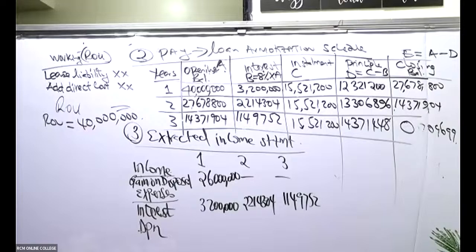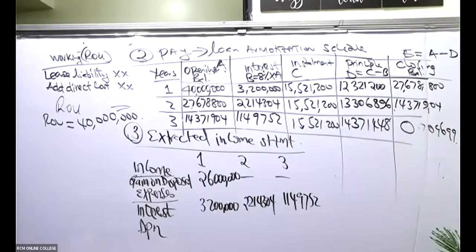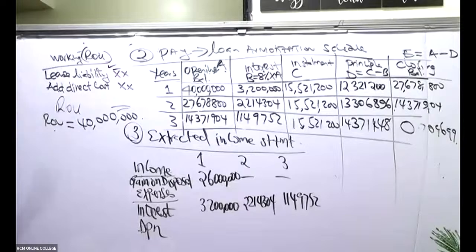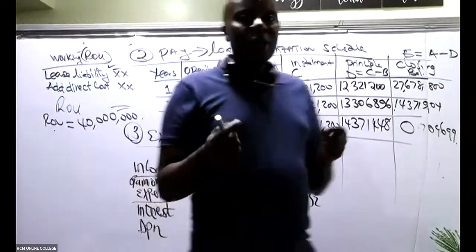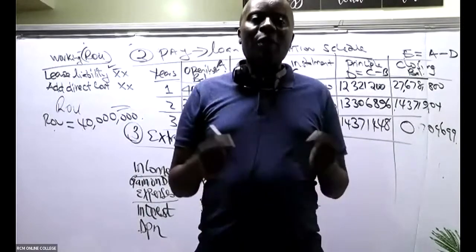To 40 million, because there are no additional costs. So our ROU will basically be equal to the lease liability. Remember, this right of use is what will be your asset value as you begin. Why are we calling it an asset?